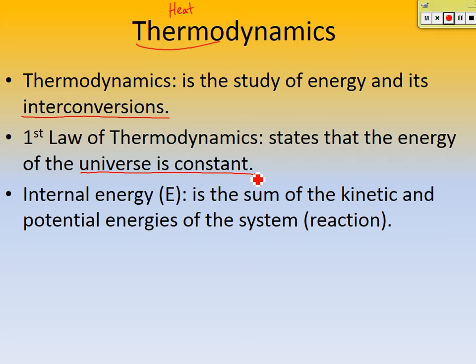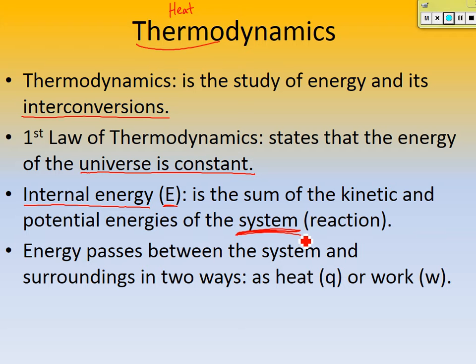Here's kind of the main topic of today's lesson. It's called internal energy, and it's given this symbol capital E. Internal energy is the sum of the kinetic and potential energies of the system, which, in chemistry, we're talking about the chemical reaction. So it's the total energy of the system. It's not considering the surroundings. We're only going to be concerned about what's happening with the system. So that's internal energy. It's given the symbol of capital E.